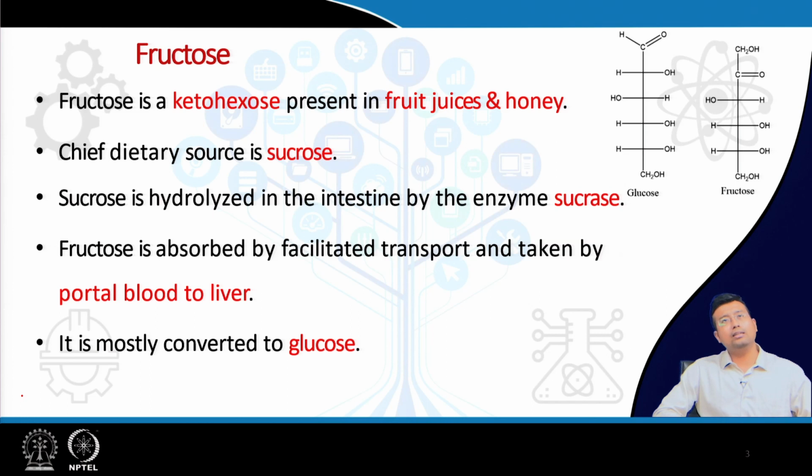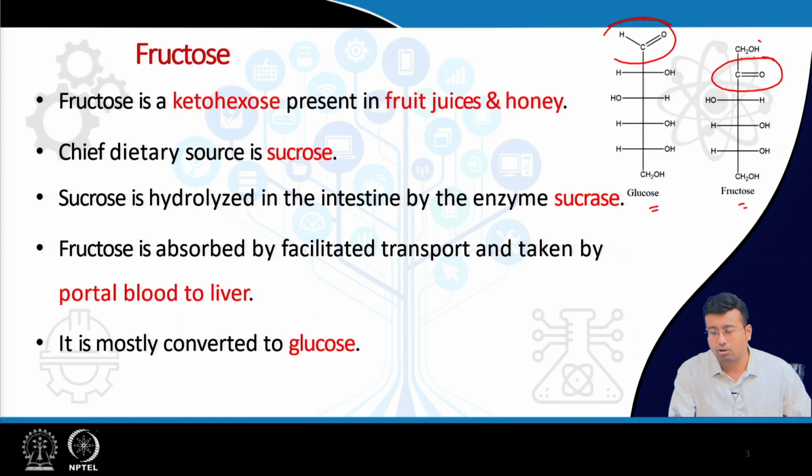Now, considering fructose, it is a ketohexose. In the last class I showed you how glucose and galactose were epimers. In this case, the structure of glucose and fructose, if you count the number of carbon atoms, is the same, C6H12O6. How does it vary? There is an aldehyde group in glucose, but there is a keto group in the second carbon of fructose. So this is how fructose differs from glucose, just to have the fundamental concept.